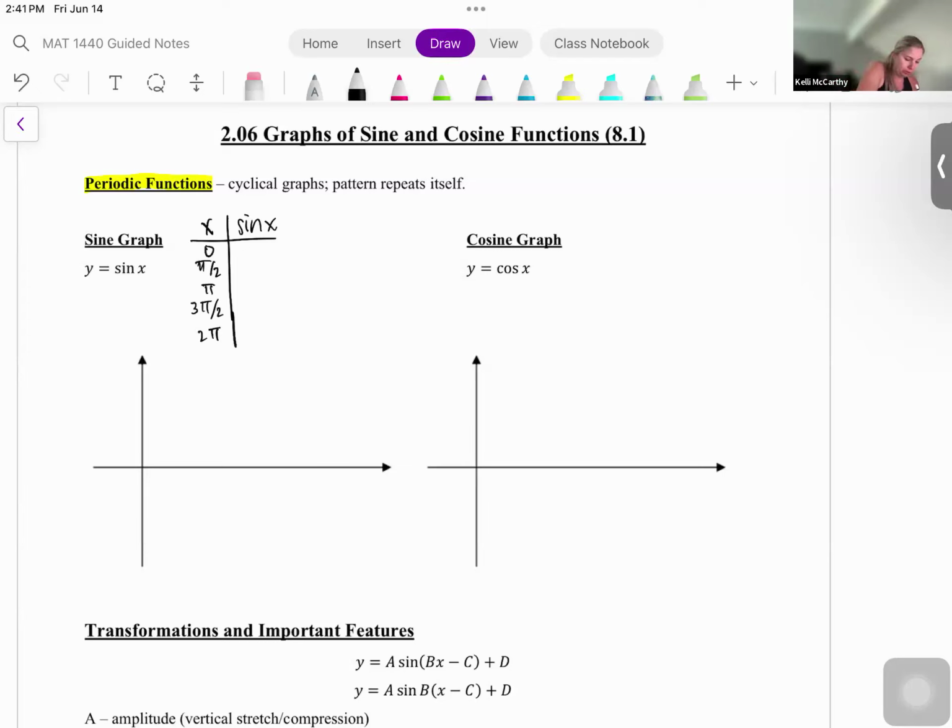Sine of 0 is 0. Sine of pi over 2 is 1. Sine of pi is 0. Sine of 3 pi over 2 is -1. And sine of 2 pi is 0. This is what we're going to call our landmark points.